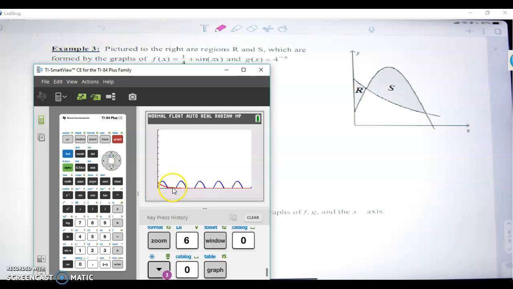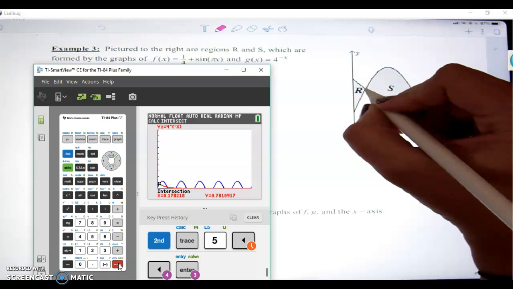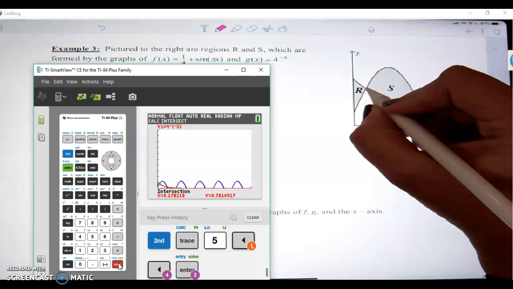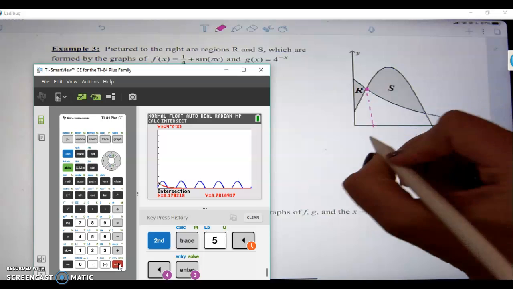Okay, so if you want to leave it like this, that's fine. You can see that really the main part of the graph is happening right here. So we just need to find these. I'm going to go ahead and find these intersections because I know I'm going to need them. So I'm going to do second trace intersect, and I'm going to move it to the first one. Okay, so on your graph here, if we label this first intersection, it is at 0.178.